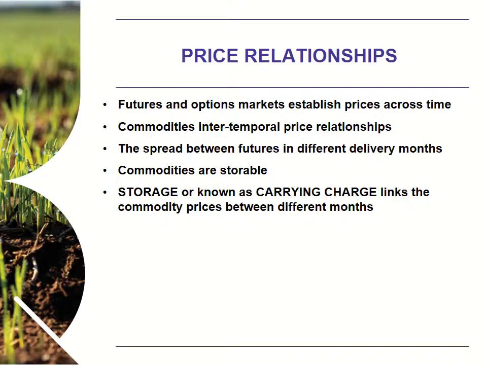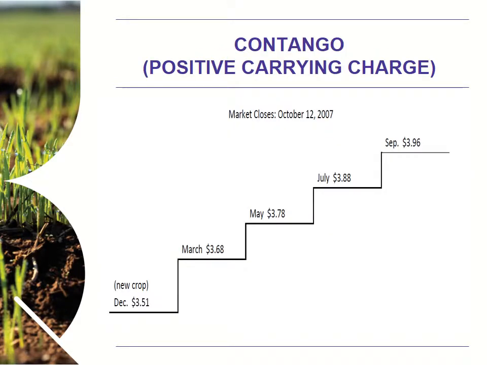The spread between the futures and the delivery month, the amount of difference in price of the different contract months. And commodities are storable. Now that's what influences this relationship. So storage, also known as carrying charge, links the commodity prices between different months. So they're the main link. This is an example of a contango market, a positive carrying charge. It just shows you how prices increase as you go further into the different contracts.